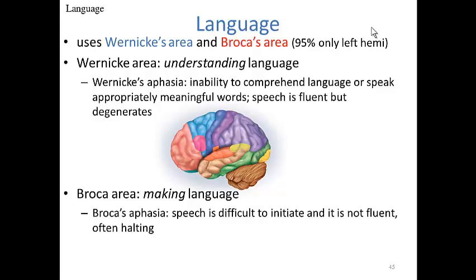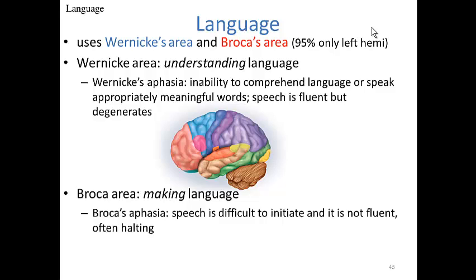If the Wernicke's area becomes damaged, someone can experience what's known as Wernicke's aphasia. This can happen from a stroke, for example. If someone has Wernicke's aphasia, they have an inability to comprehend language, and they usually have an inability to speak appropriately meaningful words. Individuals with Wernicke's aphasia often have very fluent speech. It has that natural sing-songy nature that speech has, but they're speaking complete nonsense and gibberish.